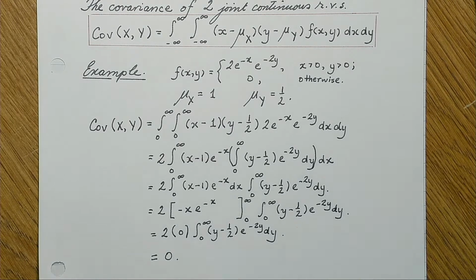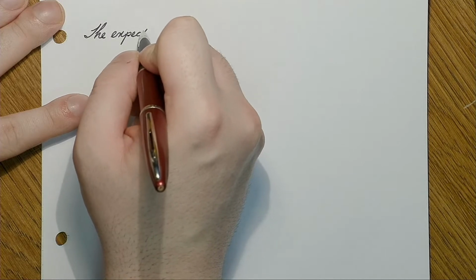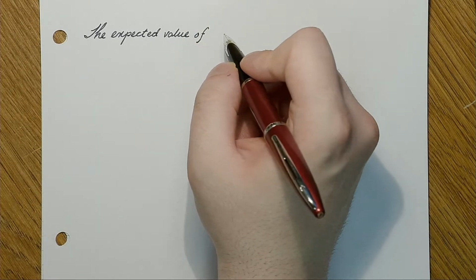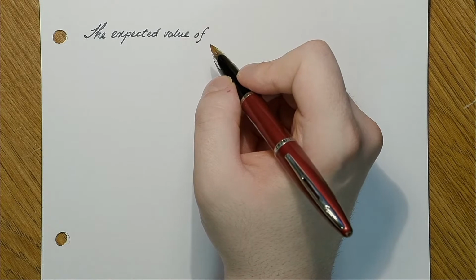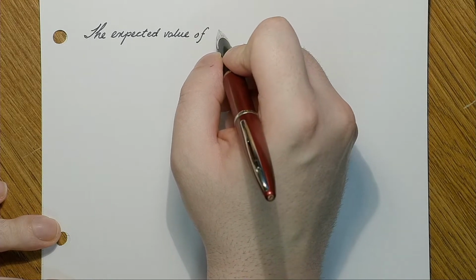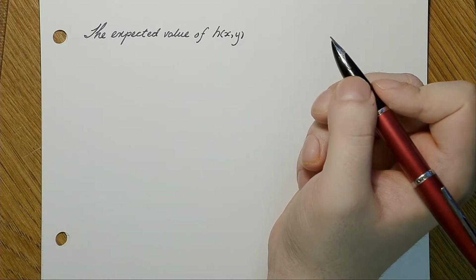So let's do another example, or I should. Okay, so we did the covariance. So the next thing I just want to mention is that we can have an arbitrary function. So for the expected value, let's do the expected value of some function. We'll call it h of x and y. And that's a function.